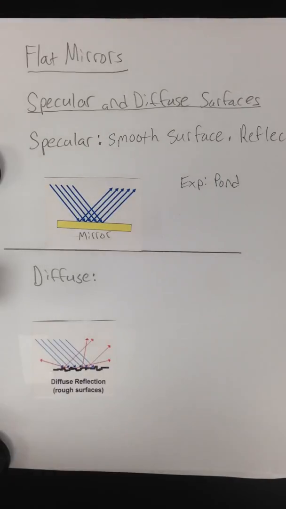Light that hits a specular surface all reflects in the same way. The angle it comes in at is the angle it leaves at, and that's why you can see a mirror image of objects from it.